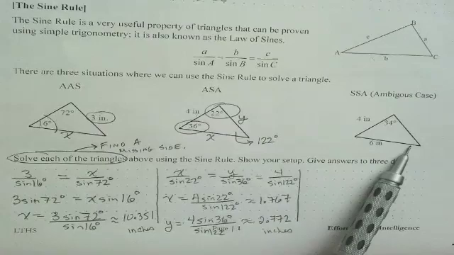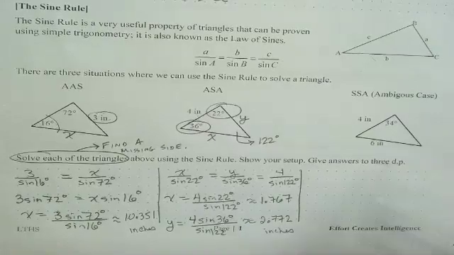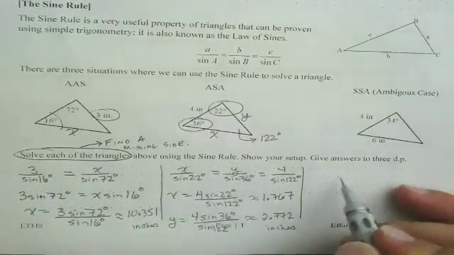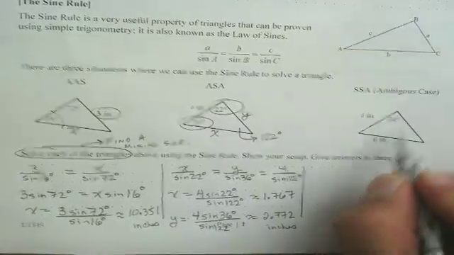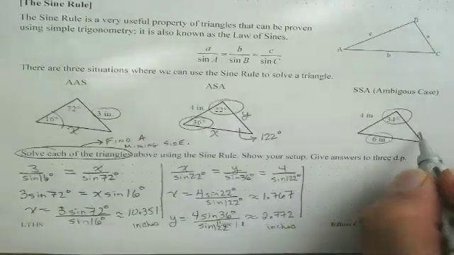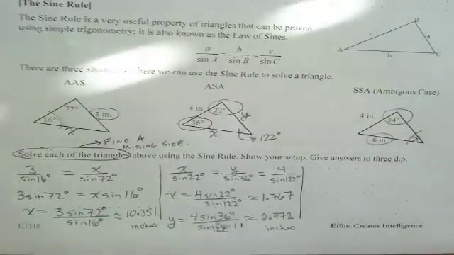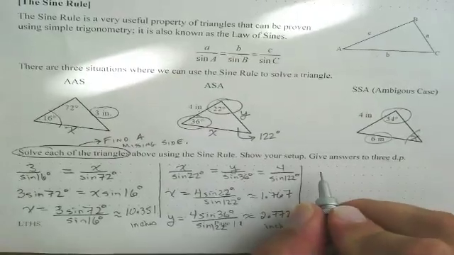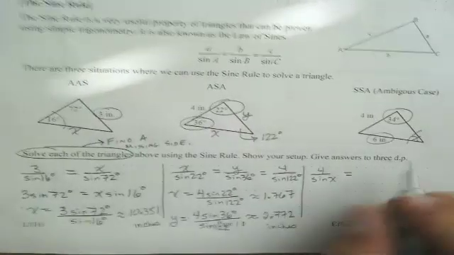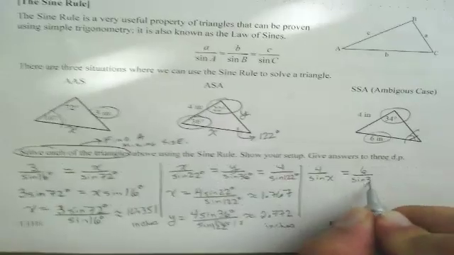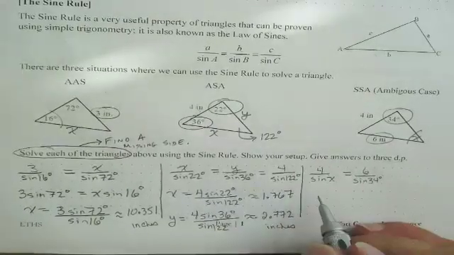For the ambiguous case, the reason it's called ambiguous will become evident in this next situation. Okay, so if I look to here, it says give my answer to 3 decimal places. Let's get this set up. All right, we have this angle, this side, and then we're going to have to play with the angle over here. I'm just going to go ahead and call that angle x. So what can I say? I can say that 4 divided by the sine of x has to equal 6 divided by the sine of 34 degrees.